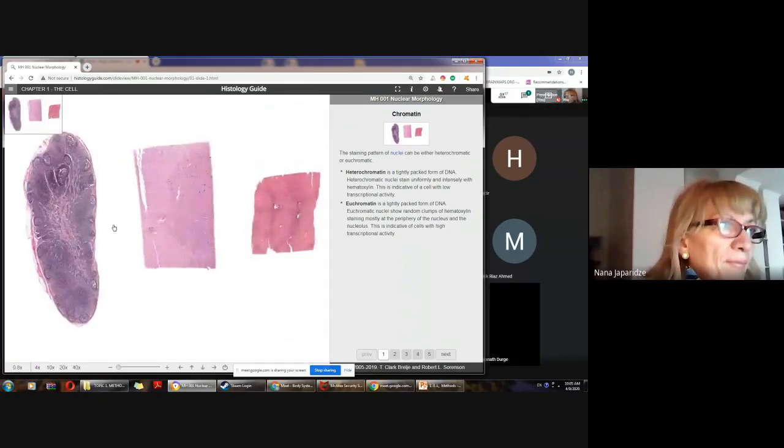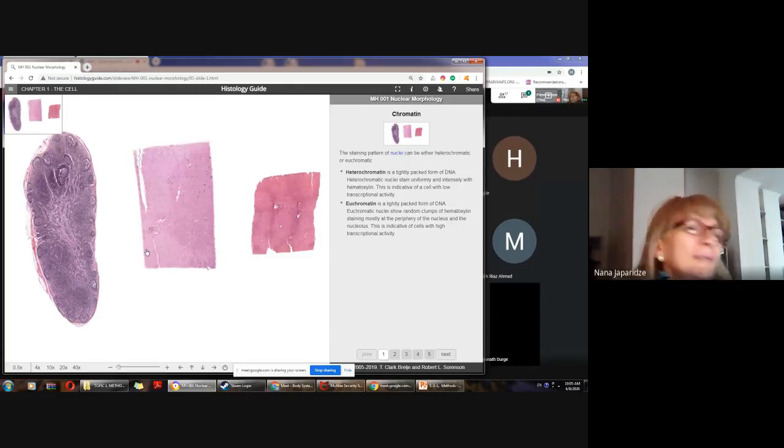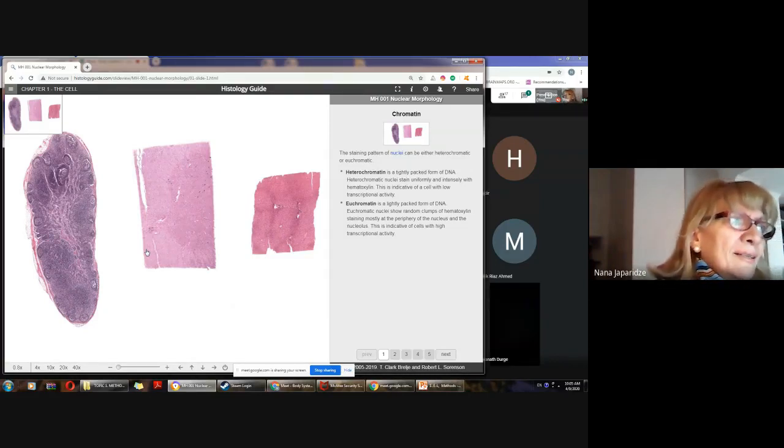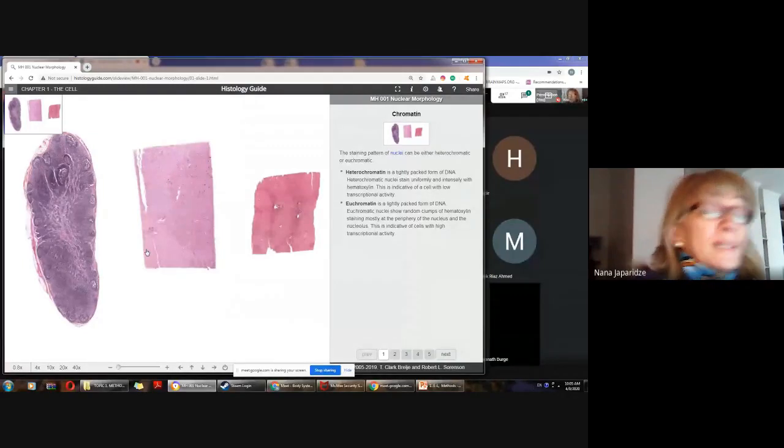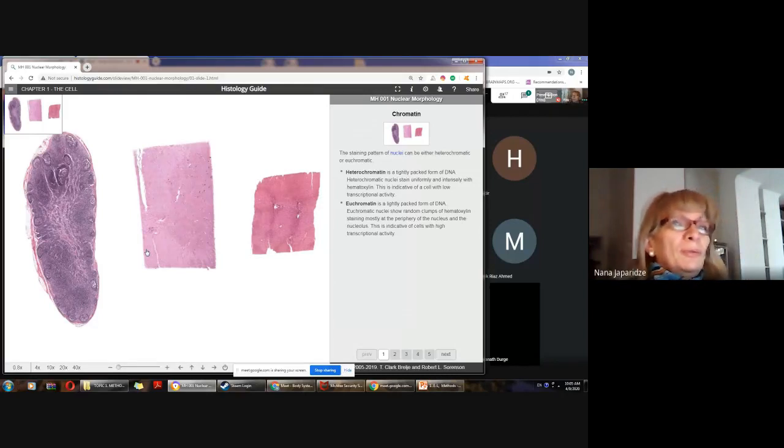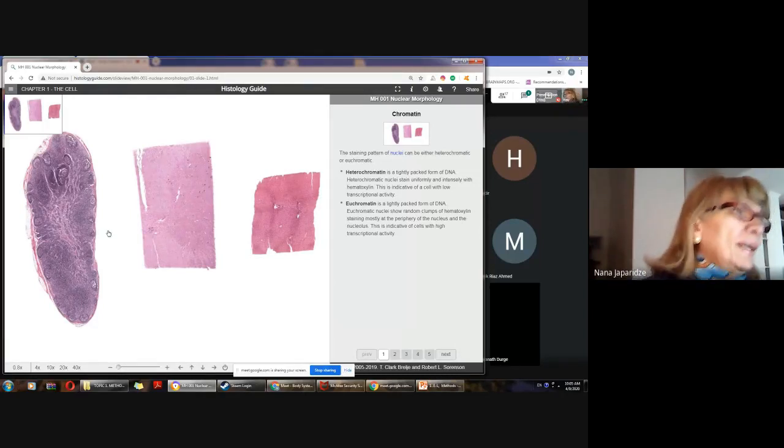Nuclear morphology: how to identify, how to see, and very important is also the experience. The more tissue samples and micrographs you have, the easier it will be for you to identify different parts, components of the cell and cells themselves.